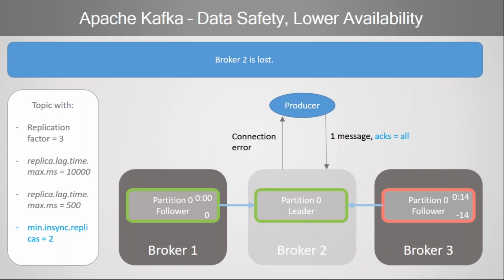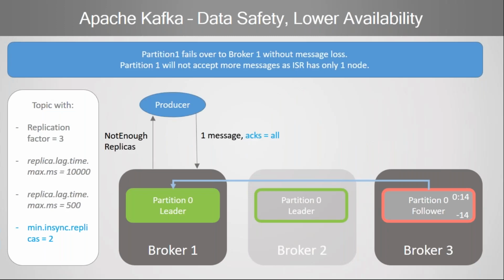So broker 2 goes down, connection error, and we fail over to broker 1. Now, because we had ACKs equals all, broker 1 has all the messages. So we've just managed to do a failover without message loss. Remember that when we had ACKs equals 1, in the previous example, we'd end up losing messages, even for a follower that was reasonably good at staying up to date.